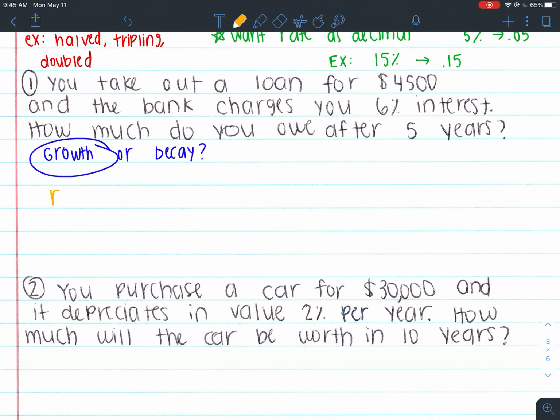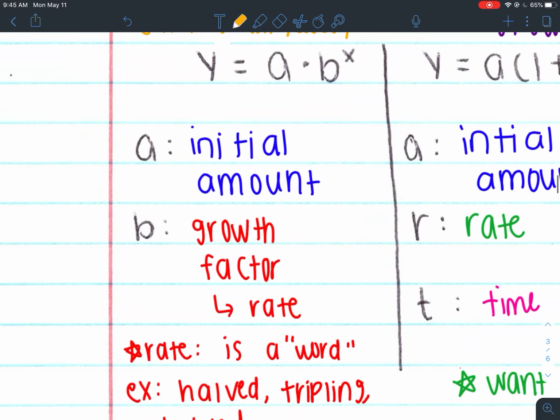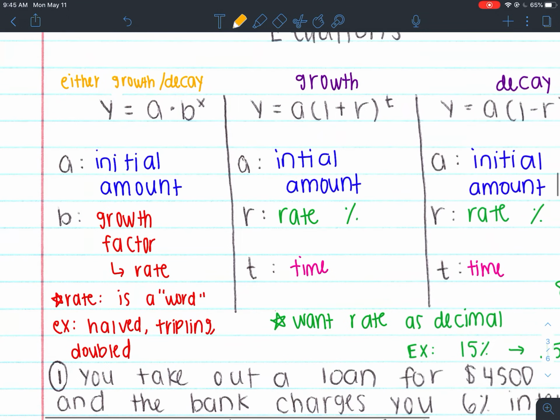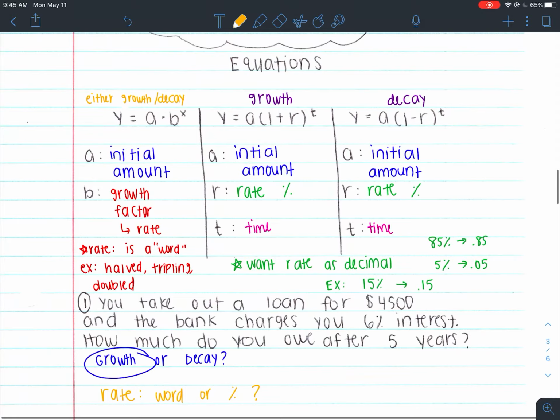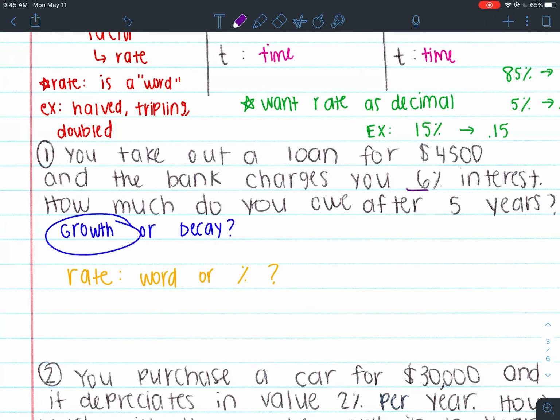The next thing you should ask yourself is, was the rate given to me as a word or a percentage? Because remember, that's the difference between these problems, right? The first one, my rate is always written as a word. Tripled, halved, and so on. But the second two, the rate is given as a percent. So if I look for the rate here, it's saying that it's charging me 6% interest. That is a percentage. So I know that my rate is a percentage.